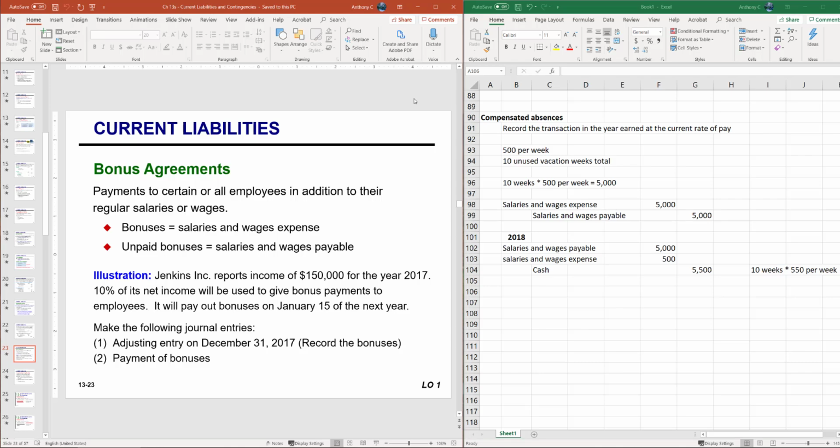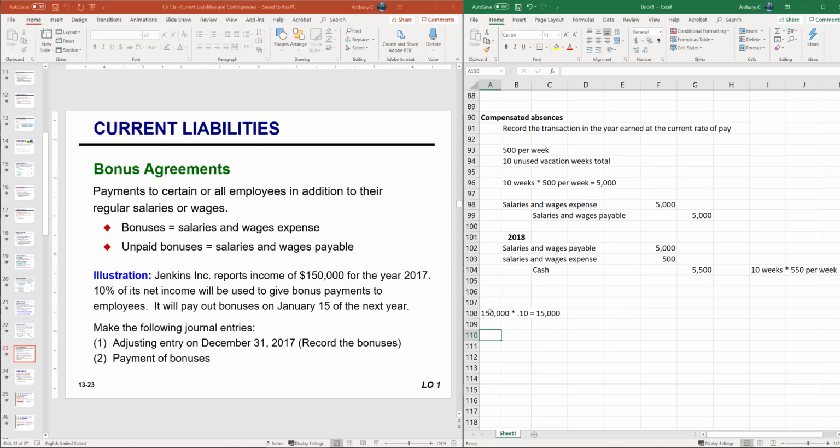Just to do a quick example, Jenkins reports income of $150,000 for the year of 2017. 10% of its net income will be used to give bonus payments to employees. It'll pay out bonuses on January 15th of the next year. Since it's 10% of net income, we can take our net income, 150,000, multiply by 10%. That gets us to 15,000.